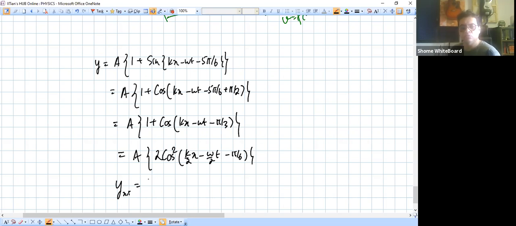So this will become 4 millimeters into cos square, let's say k prime x minus omega prime t minus pi by 6, where k prime is k by 2. So over there we had got k as 10 pi by 9. So here it will become 5 pi by 9.